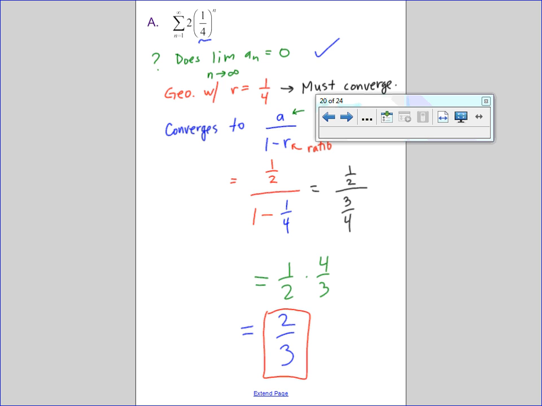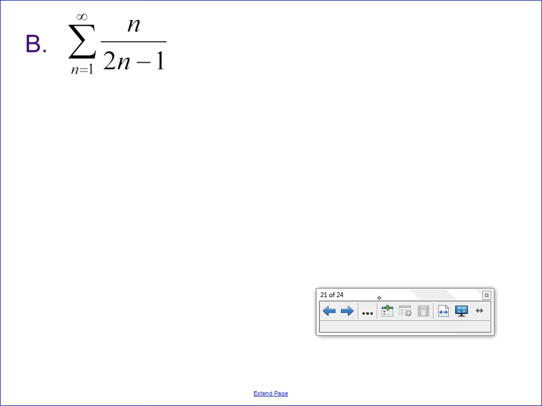But in your homework, not all of them are geometric. Sometimes you have to make your list just like we did. That's why I wanted you to do both things, even when we had a geometric sequence, so that you'd be comfortable trying it out. Let's consider b.